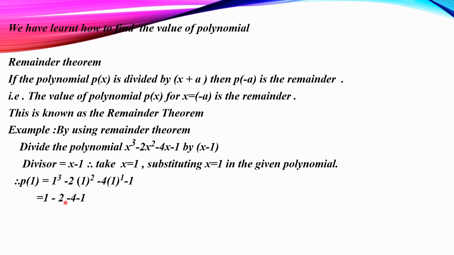So we get the answer as 1 minus 2 minus 4 minus 1. Solving we get p(1) is equal to minus 6. Therefore, the remainder of the polynomial x cube minus 2x square minus 4x minus 1 when divided by x minus 1 is minus 6.